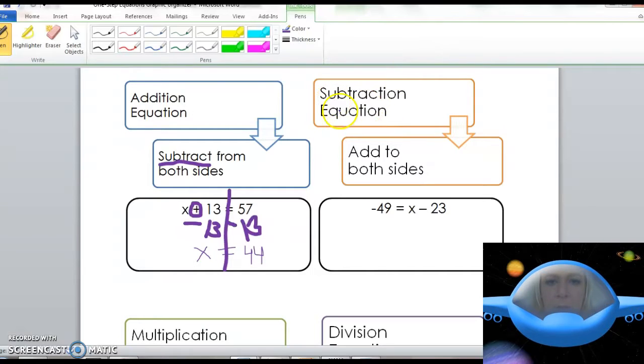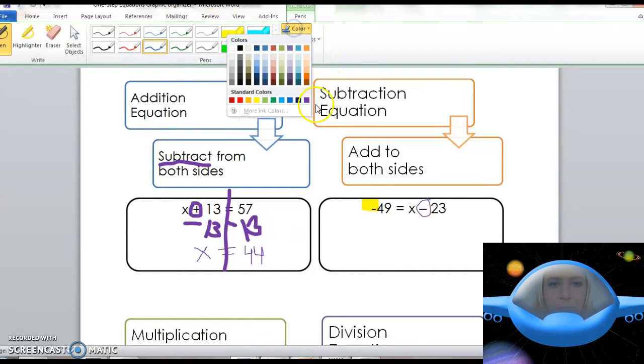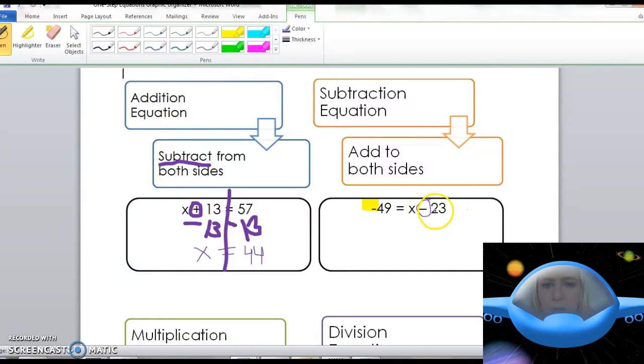Okay, on this problem, this is a subtraction equation because I'm taking x and subtracting 23 from x. Again, notice I have a negative here, so you might want to highlight your negative in order for it to stand out a little bit more. A lot of students forget their negatives when solving, so just a little strategy that you can use. Okay, so because I'm subtracting 23, I'm going to add 23 to both sides in order to solve for my variable.